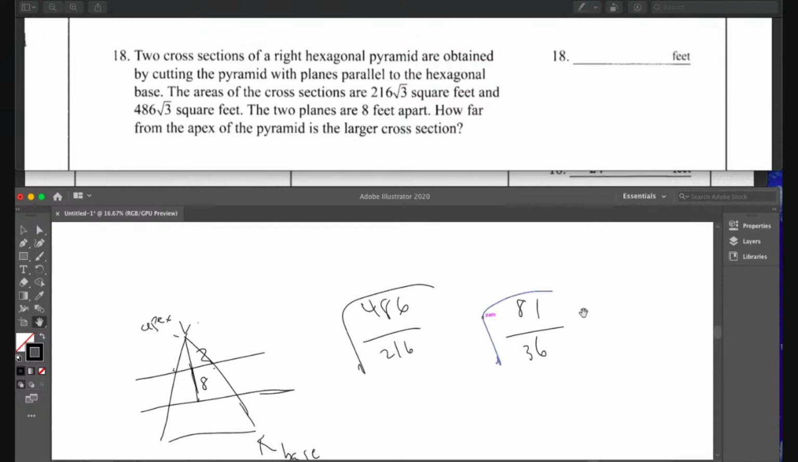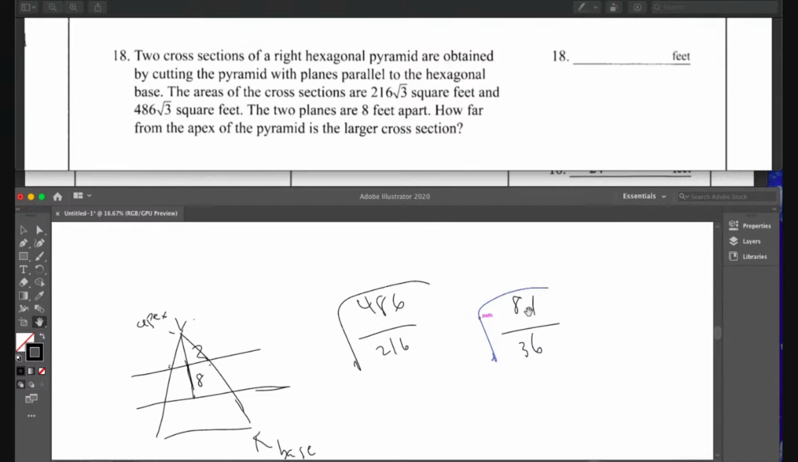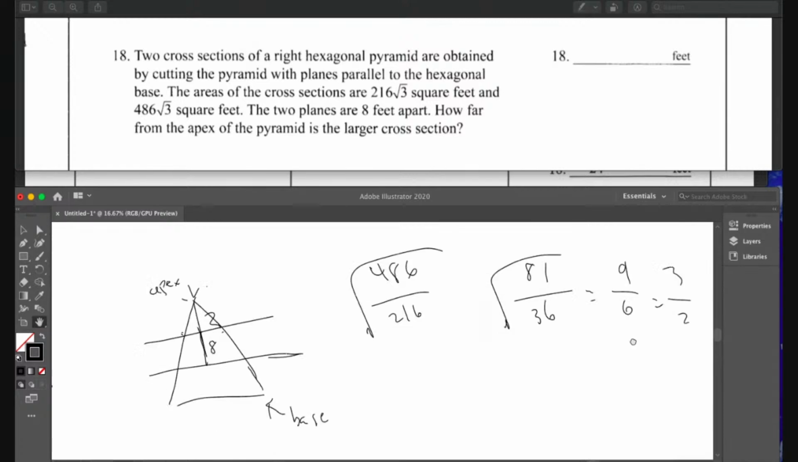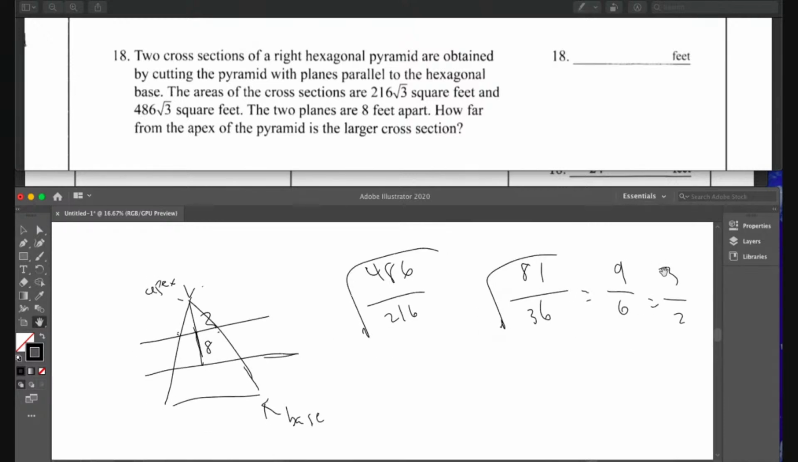We're going to take the square root of that. And then 81 is just 9 squared. 36 is just 6 squared. So then this is going to simplify into 9 over 6, or sorry, this is going to be 3 over 2. So now we found out that the length ratio of our larger hexagon to our smaller hexagon is going to be 3 to 2.